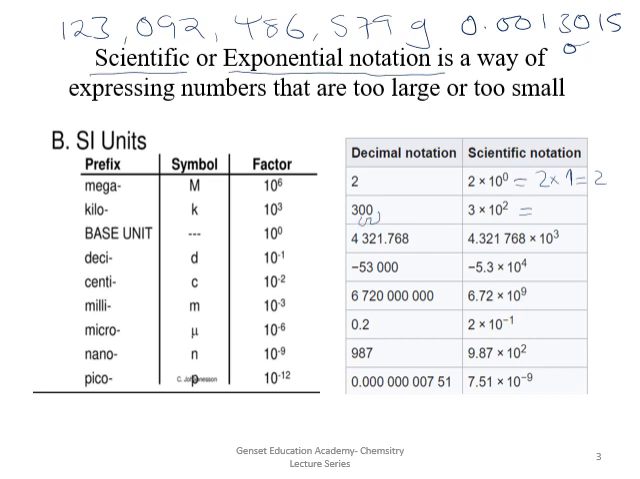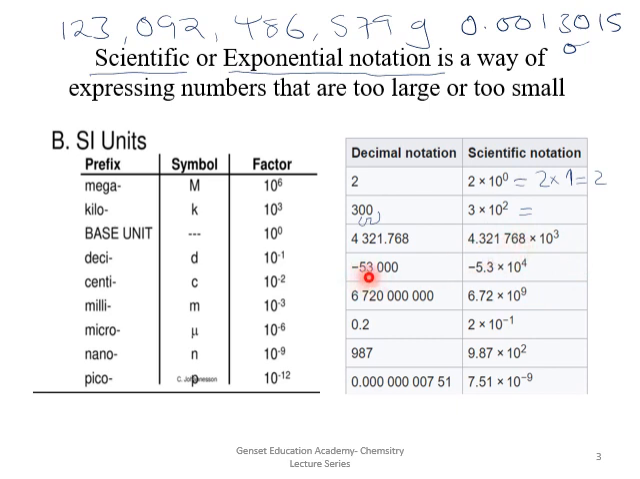And for this number, you move the decimal point 1, 2, 3 places, so the decimal point now sits between 4 and 3, and it becomes 4.3 2176 times 10 to the power 3. Later on, you are going to learn significant figures, where you will reduce this number to a certain number of significant figures.